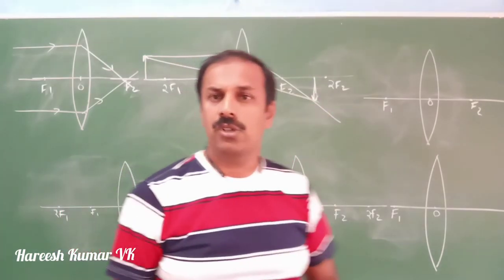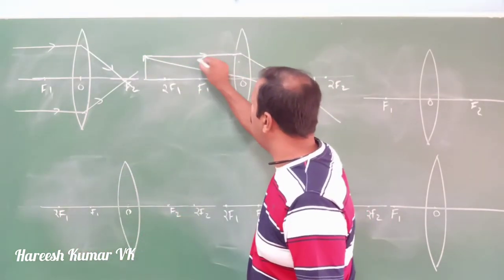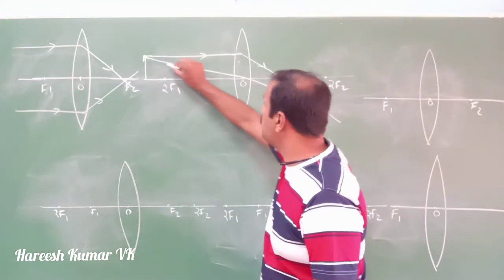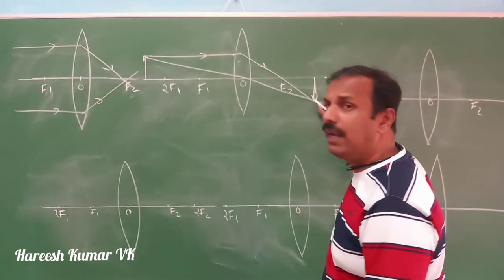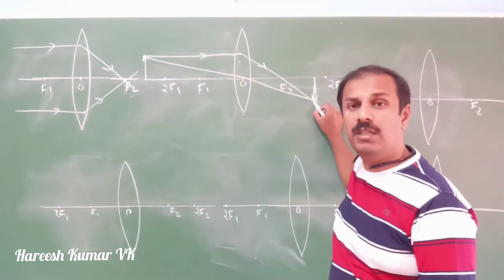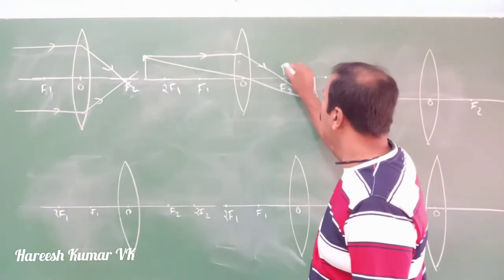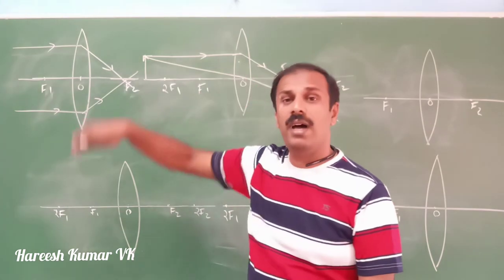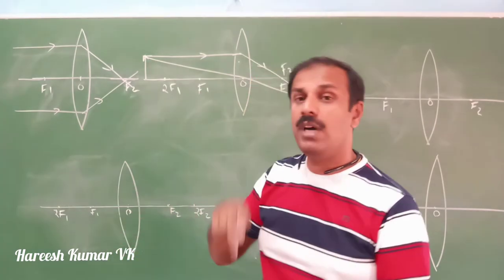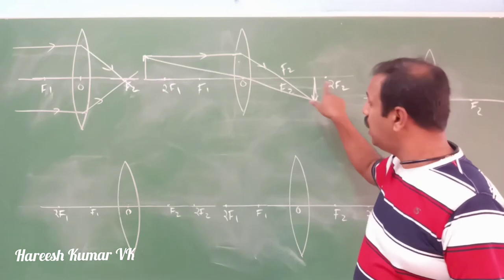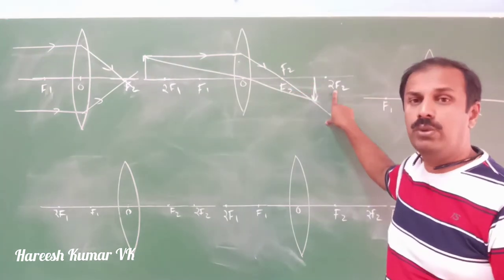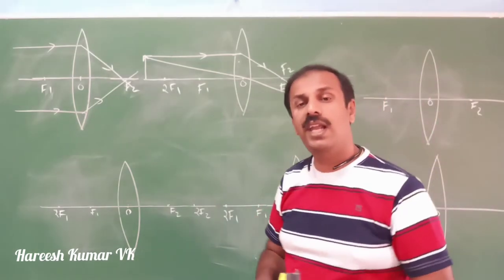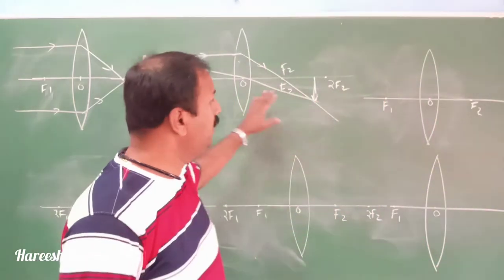Very simple. One ray coming parallel to the principal axis will pass through the focus, and another ray coming to the optic center will go straight like this. Where these two meet, there the image will be formed. That is between F2 and 2F2. Same as when the object was beyond C in the mirror, the image was formed between F and C. Same only here, F2 and 2F2. So this is the second case. If you think in relation with the mirror, you will get it very easily.